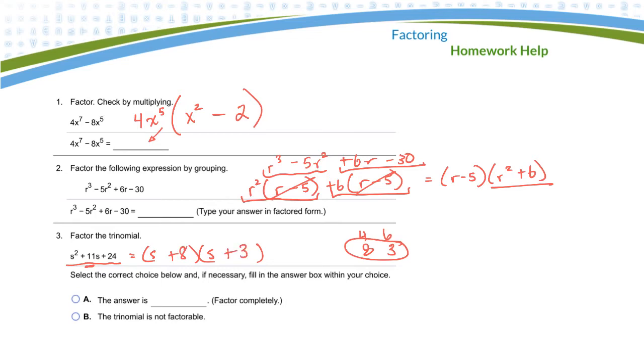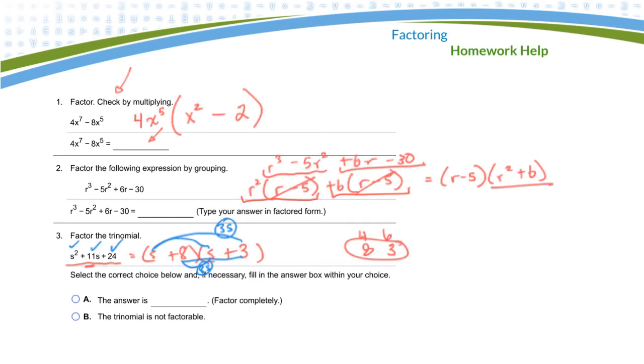They did say up top to check by factoring. That's not a bad idea to do as you go through each one of them. Maybe I'll just check this one. S times s is s squared, got it. S times 3 would be a positive 3s. 8 times s is a positive 8s. 8 and 3 make 11, good. 8 times 3 is 24, yeah, I'm right.